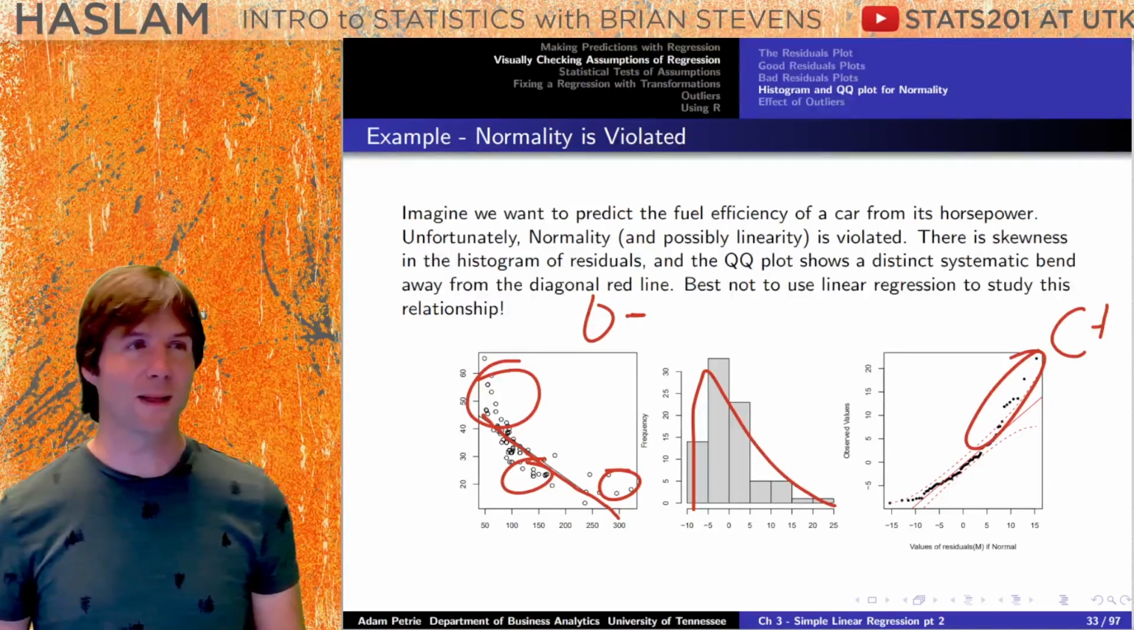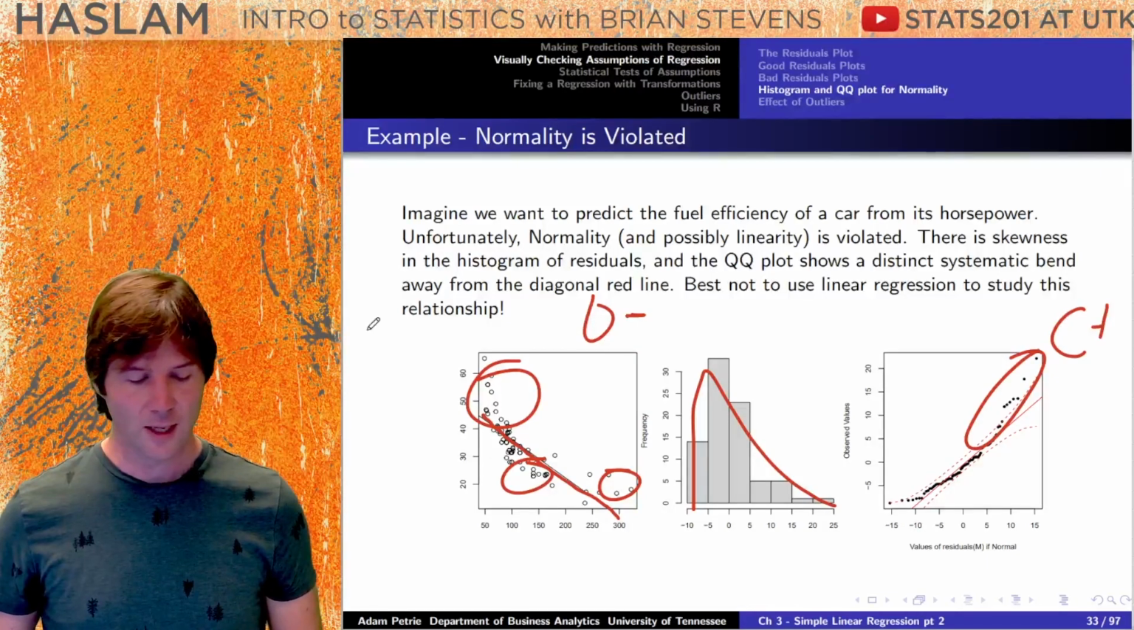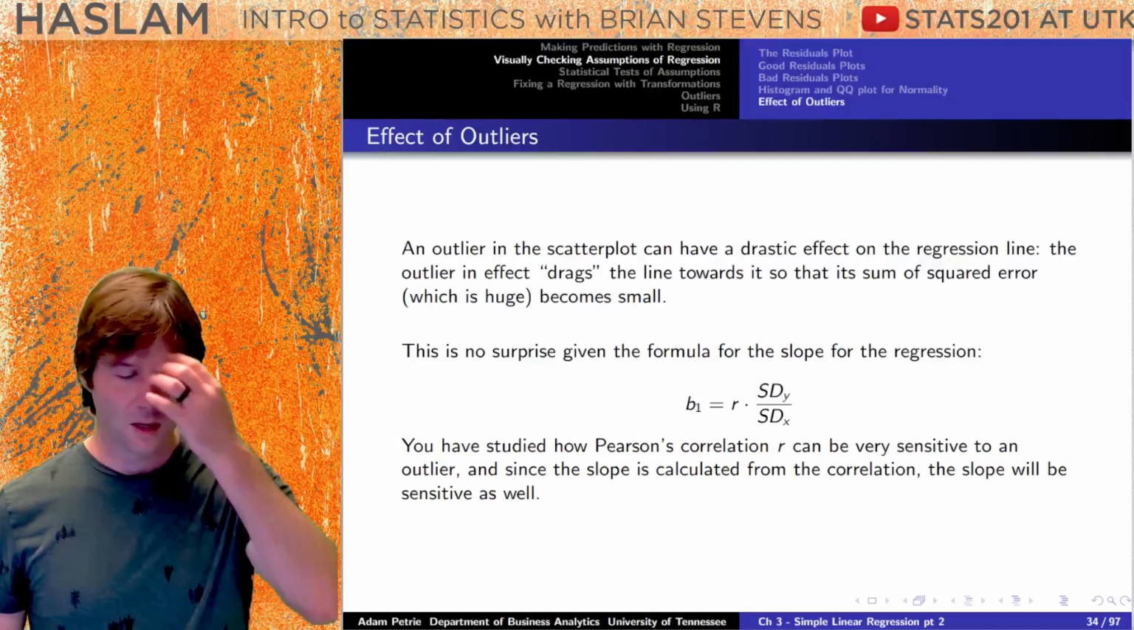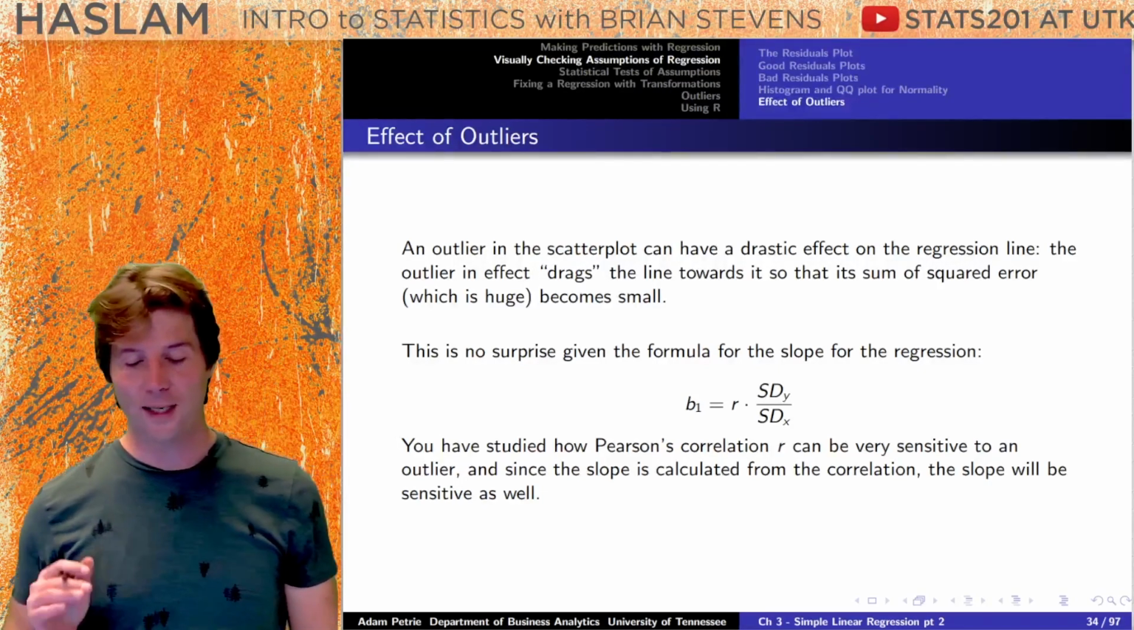Has some use. Maybe the line explains some of it, but I'm a little afraid with the curved nature of the relationship, using a linear model probably isn't the best idea right here. So how can outliers impact things? Outliers can impact a lot.